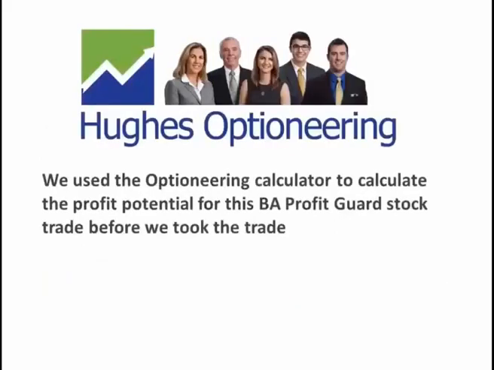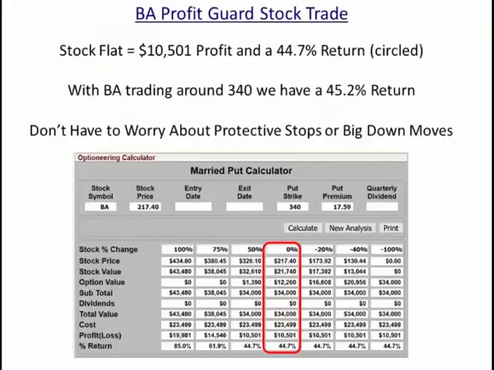And we have a calculator for the married puts, also known as the profit guard stock strategy. So we have a calculator for that. So we can see cost basis for Boeing 217. We purchased the 340 strike put at 17.59, and we can see that if Boeing stock was flat at option expiration, we had a 44.7% return and a $10,500 profit for the spread.